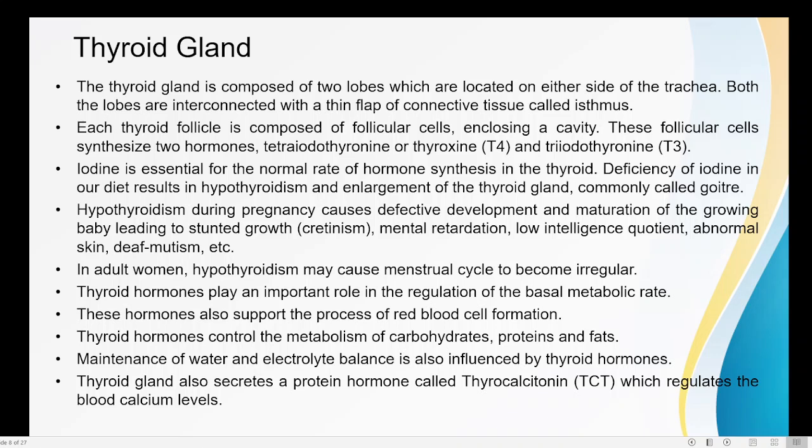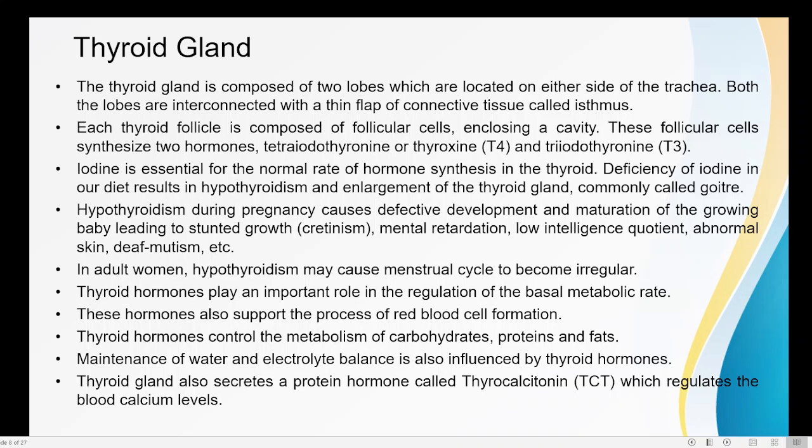Instead of having a normal height, the child may have a very short height, and that situation is known by the name dwarfism. And thyroid deficiency is one reason for this dwarfism, known by the name cretinism, mainly caused by thyroid deficiency. In adult women, hypothyroidism can also cause the menstrual cycle to become irregular.